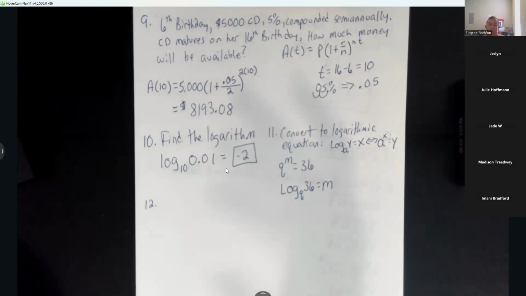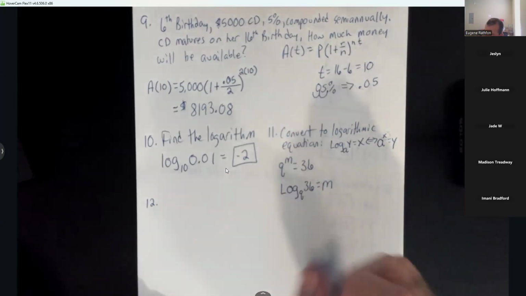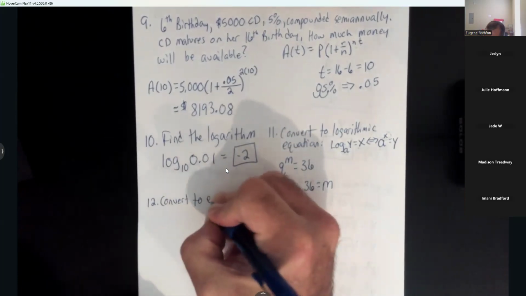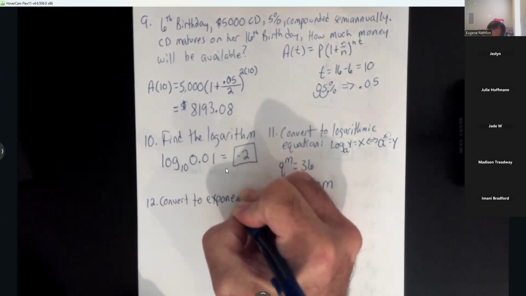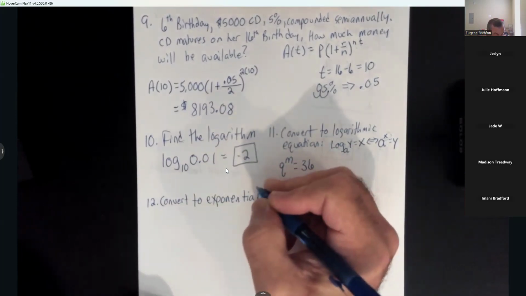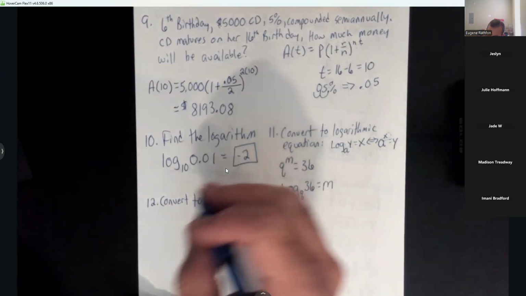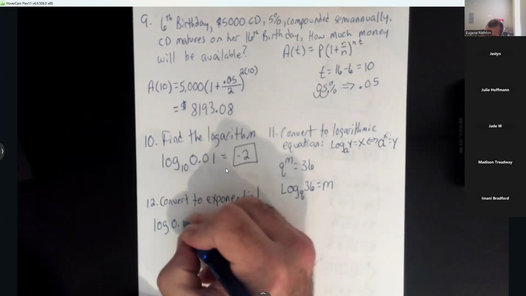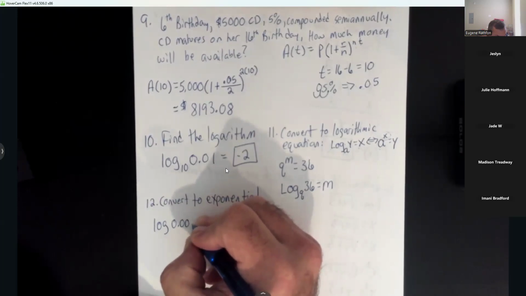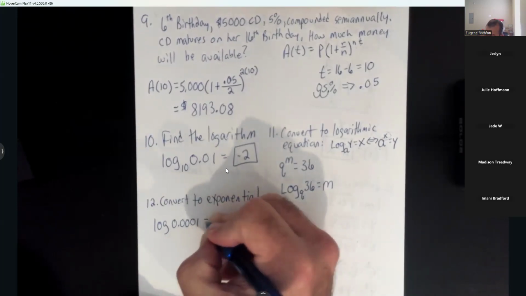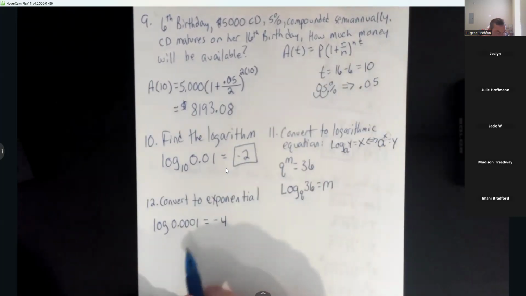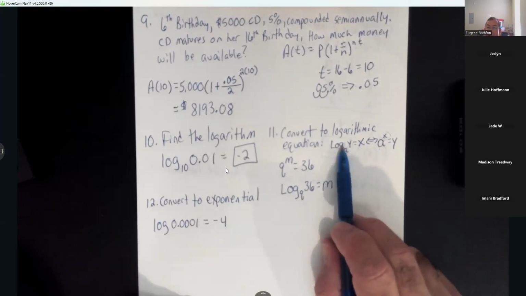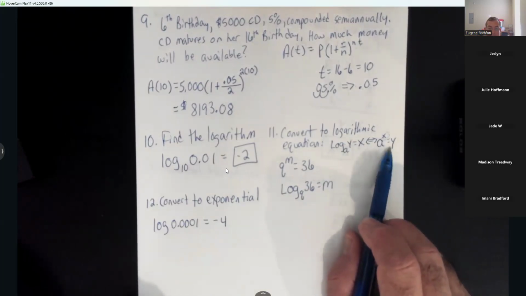12, we're going the other way. This one we converted to logarithmic. 12, we're going to convert to exponential. So let me see what they gave me. They gave me a log 0.0001 equals -4. I'm still using this, but now they're giving me the left side, and I got to convert it to the exponential side.